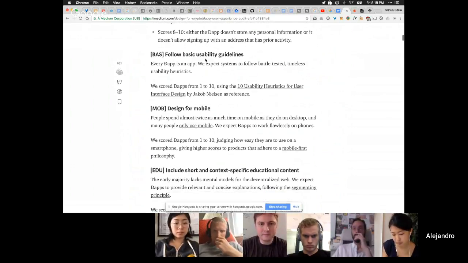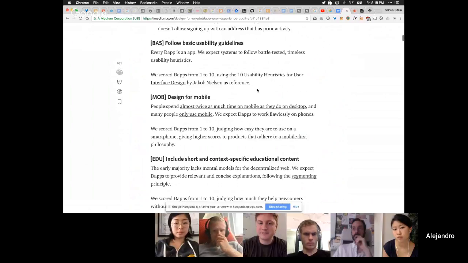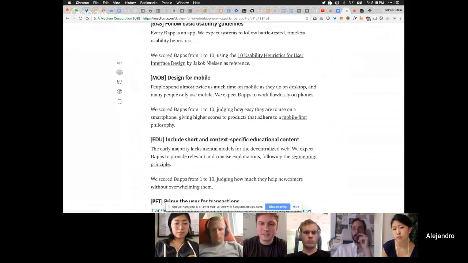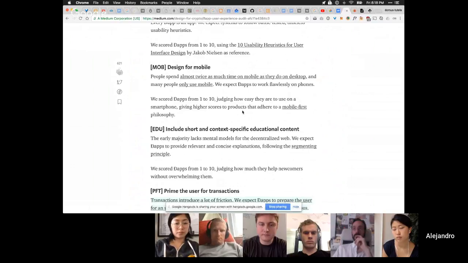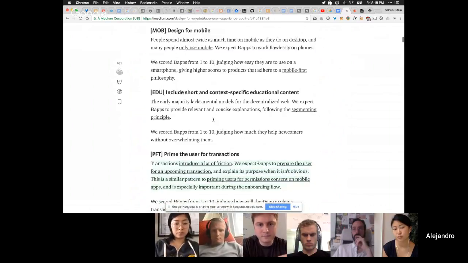Basic usability guidelines. If you're familiar with Norman and Nielsen, this is a timeless article from, I think, 1995. Every dApp is an app, and you should just follow basic guidelines for apps. And designing for mobile is very important too, because most people in the world use mobile, and this trend will just continue to evolve like this. We're not going back to desktop. I think the people that use desktop are very concentrated among the people who develop the technology and desktop workers, and it's not the majority. So this is important too.